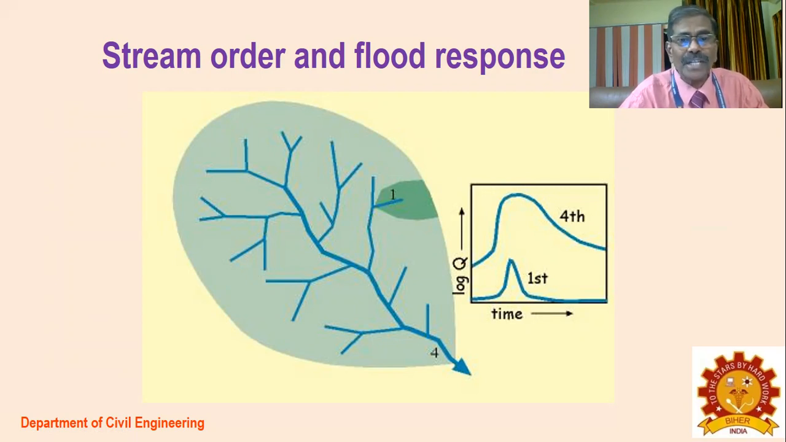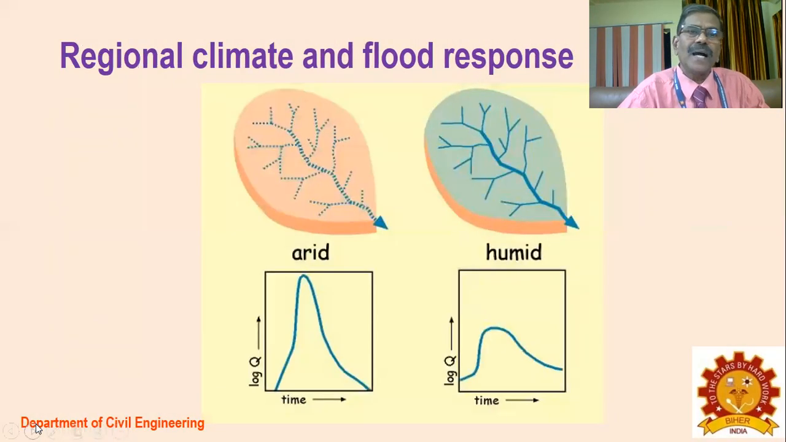So when there is a fourth rain on the same area, the quantum of the water flowing is very high. It has a very high peak and it stays for some time, then it dies down. That is the nature of the flood. Not only that, regional climate flood response is also partly contributing to the flood in the river. For example, in an arid region, the flow touches a peak and falls down.